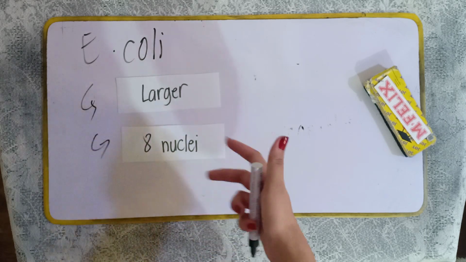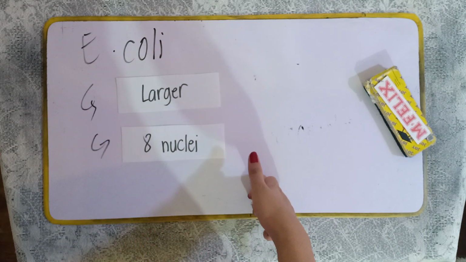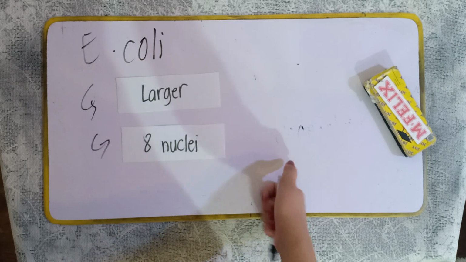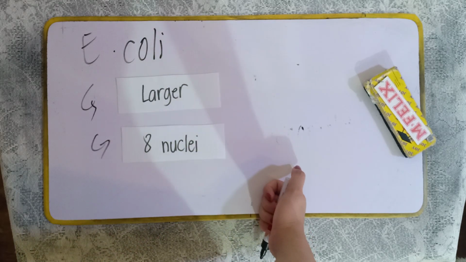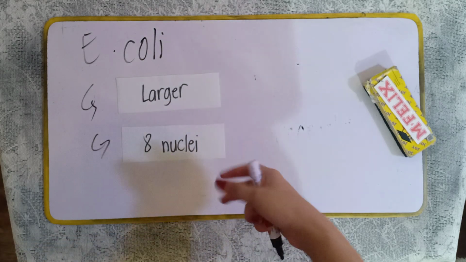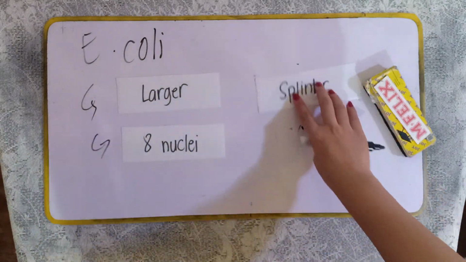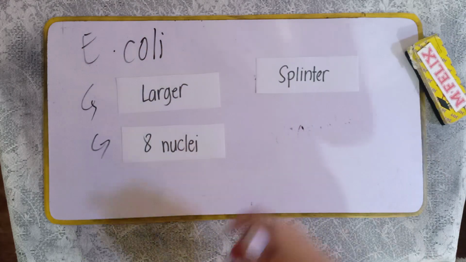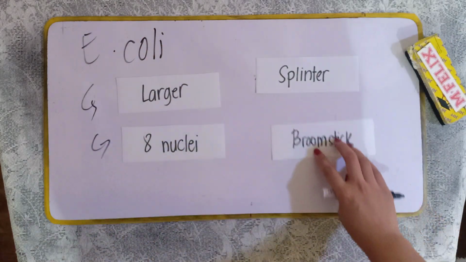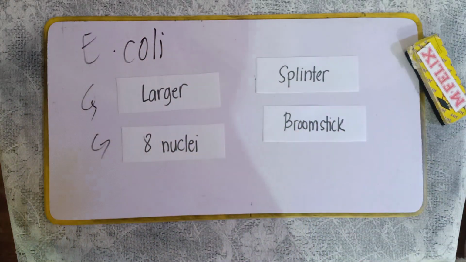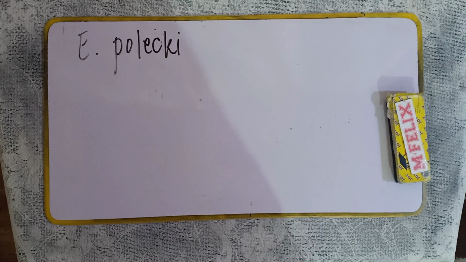And then for the cyst of E. coli, the cytoplasm of the cyst is more granular. And then they also have these chromatoidal bodies. Okay? The appearance of their chromatoidal bodies usually appear as splinter-like or broomstick appearance. Splinter-like or broomstick appearance of the chromatoidal bodies.